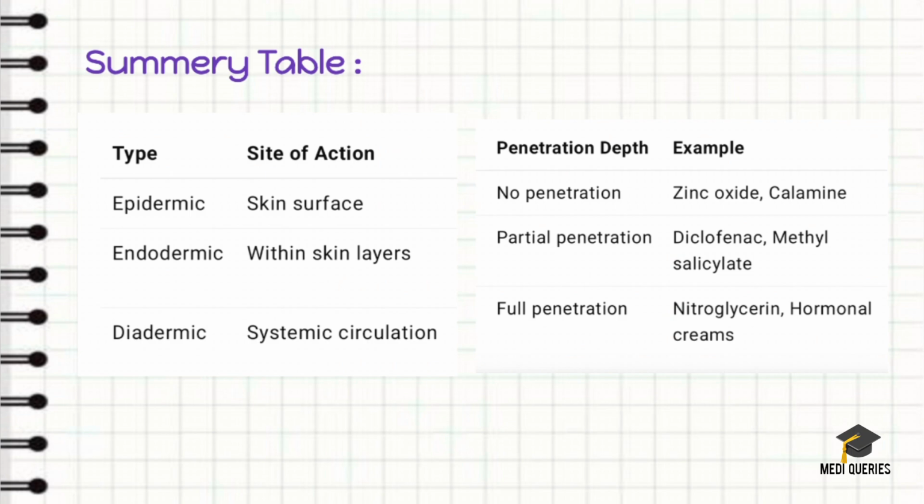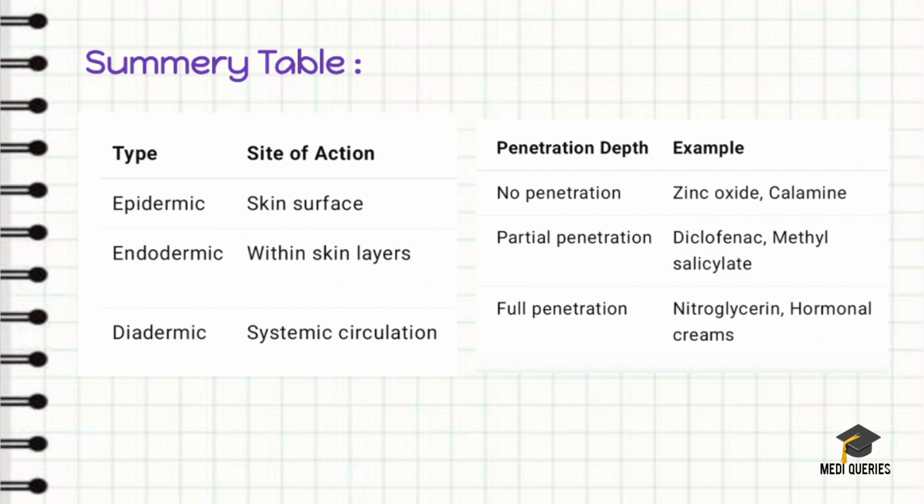And second one is endodermic ointments. It will show action within the skin layers. There is a partial penetration rate, and examples for this are diclofenac and methyl salicylate ointments. And third one is the diadermic ointments. They will show action in the systemic circulation. The penetration rate is high, and examples for this are nitroglycerin and hormonal creams.